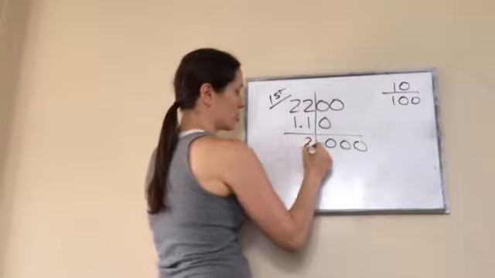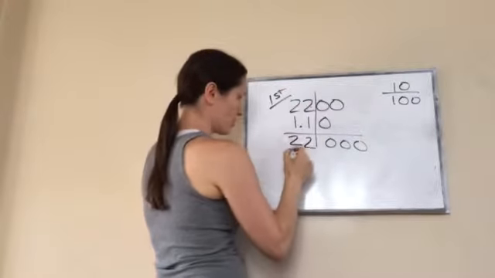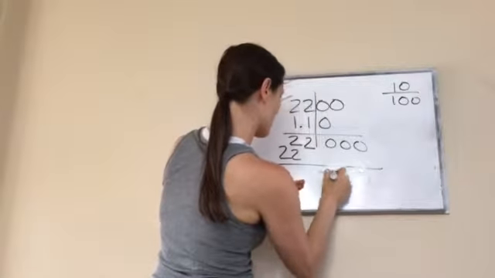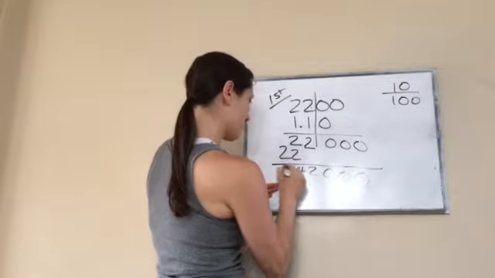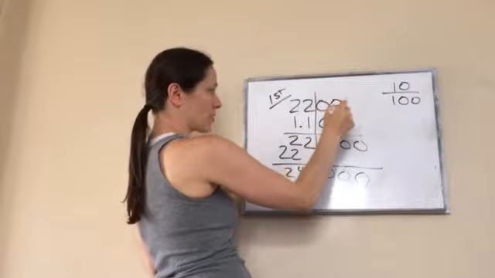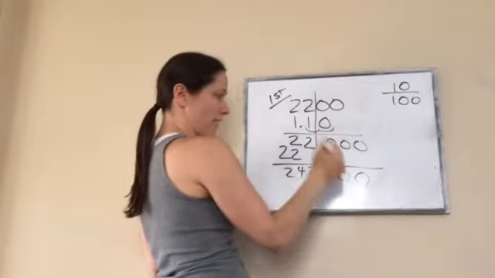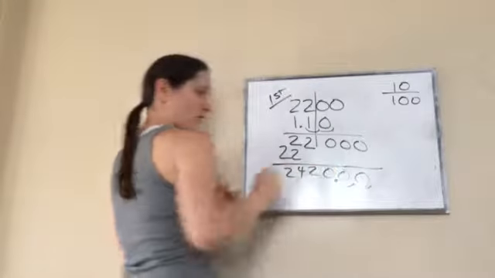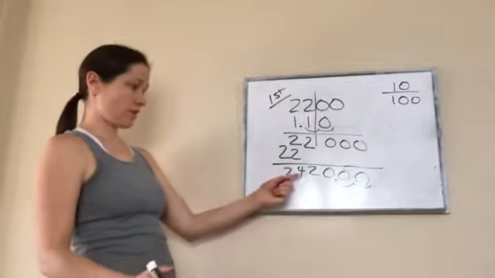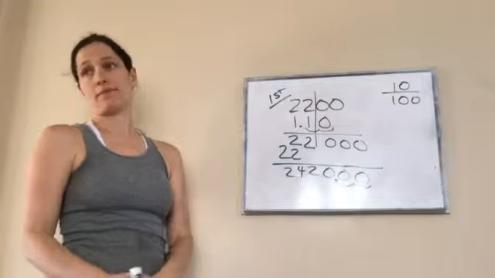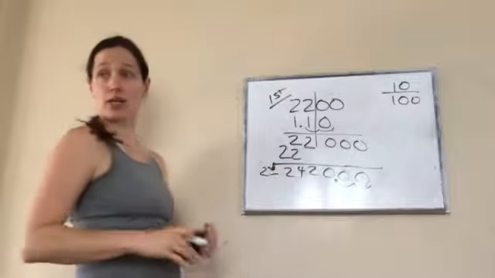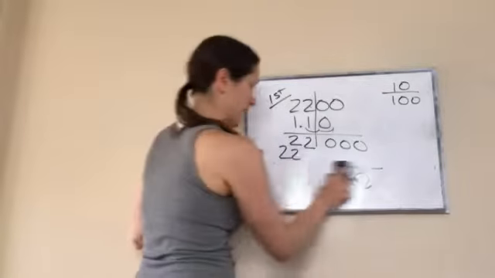1 times 2, 2. 1 times 2, 2. 1 times 2, 2. And 1 times 2, 2. My final amount is 0, 0, 0, 2, 4, 2. And because I had 2 zeros originally, so 1, 2, or 2 spots after 1, 2. What's my final amount? $2,420 and 0 cents. So after the second year, how much money do I have? $2,420. Now that's our new amount.